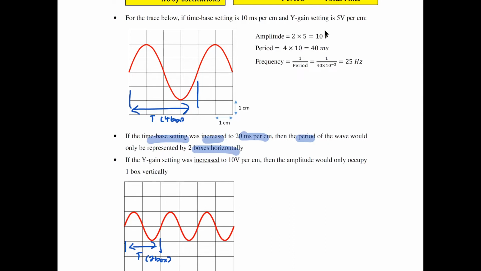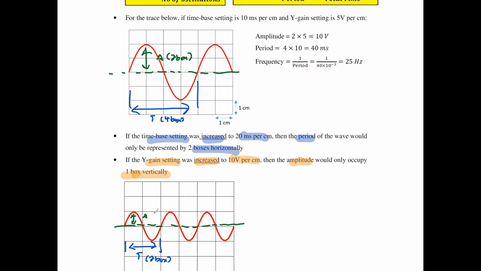Then likewise, if my Y gain setting was increased to 10 volts per centimeter, again double the previous value, the amplitude would now occupy only 1 box vertically. So previously, this one was the equilibrium. This one was the amplitude. It occupied 2 boxes. This is now the new amplitude.